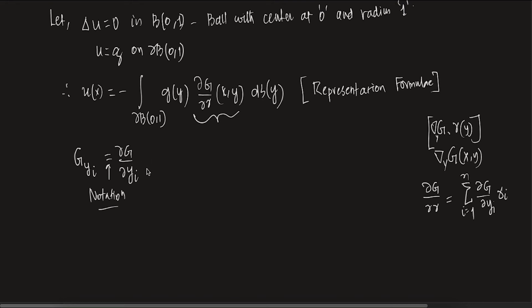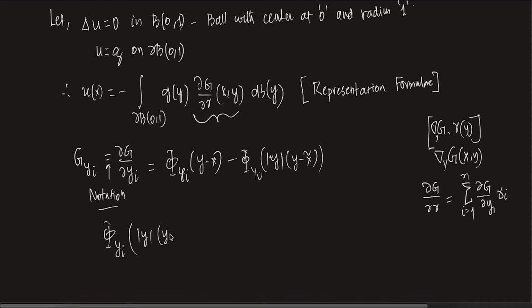That's what I'm saying. So this is equal to the fundamental solution with respect to y minus x, minus capital Phi of the modulus of y minus x tilde, and this is with respect to yi. Now, once I do this, let's calculate this one: capital Phi_yi of the modulus of y minus x tilde. Do I really need to calculate? You can do it yourself. Let's just write it down.